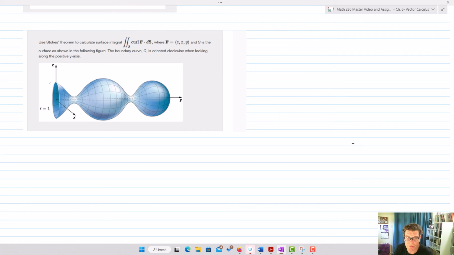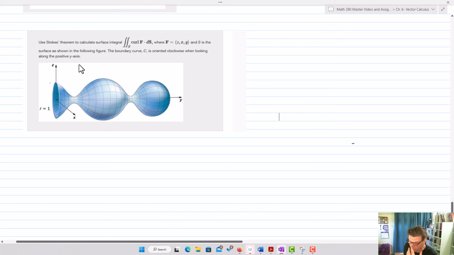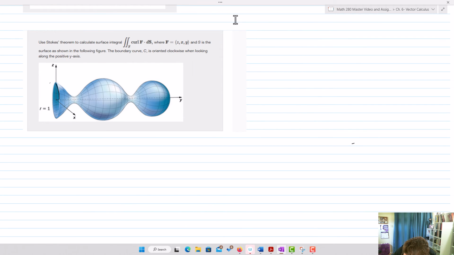You take a look at the surface and you think to yourself, well, I don't know how I would go out and parameterize that surface. And you know what, I don't know how either. But if I take a look, what I can see is that the boundary curve, C here, is in fact fairly simple. It's essentially a unit circle. They're telling us r equal to 1, and it's in the xz plane. So it's essentially x squared plus z squared equals 1. So that's actually the boundary curve there.